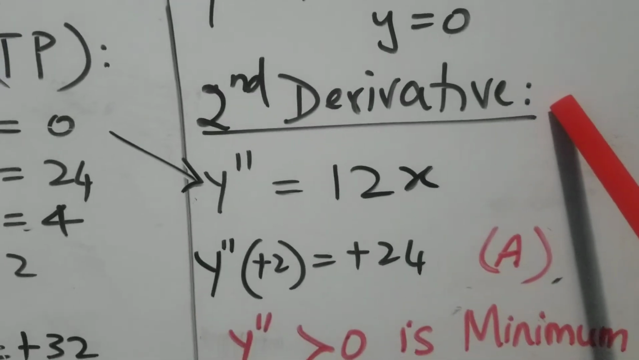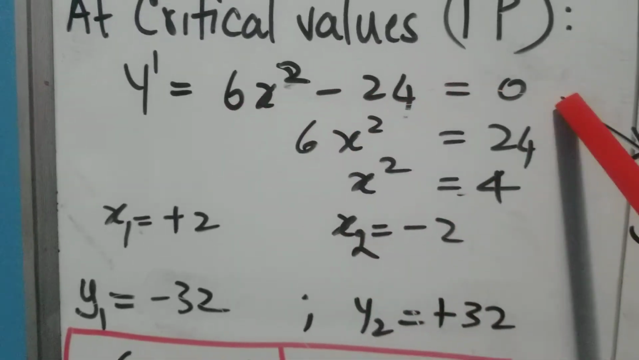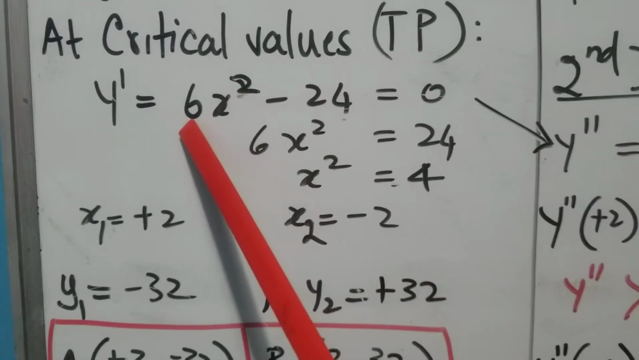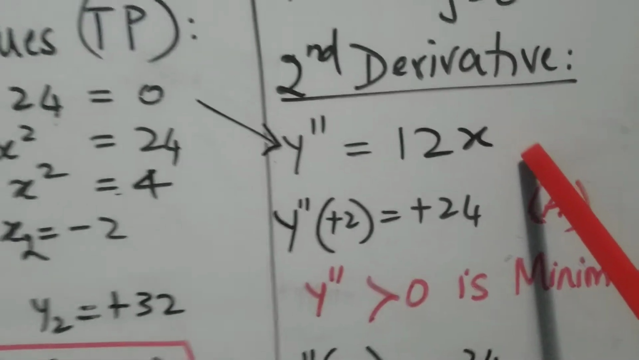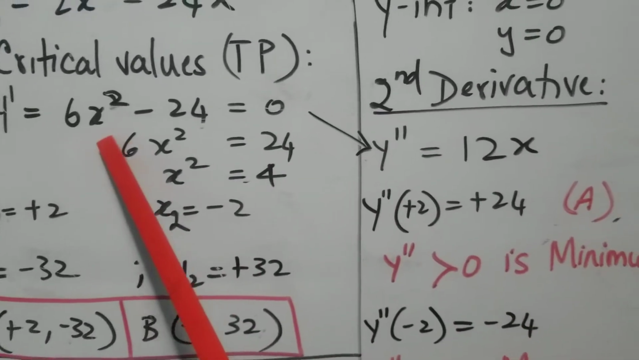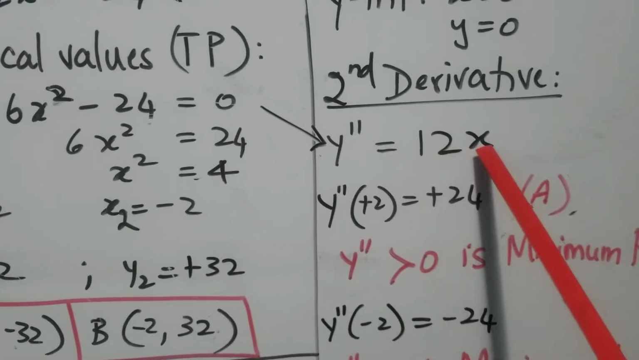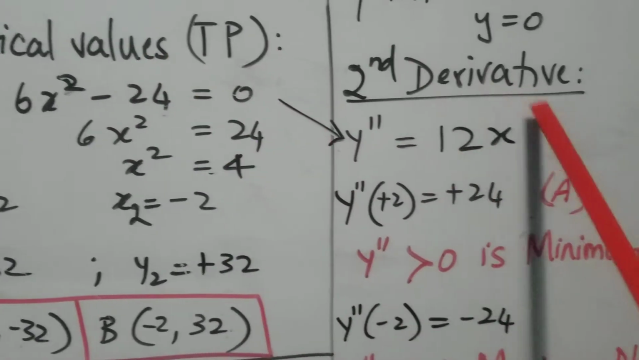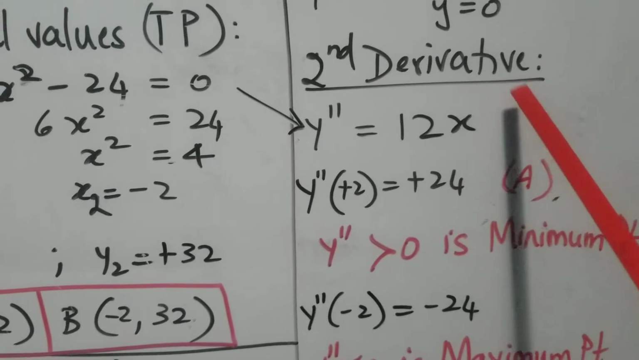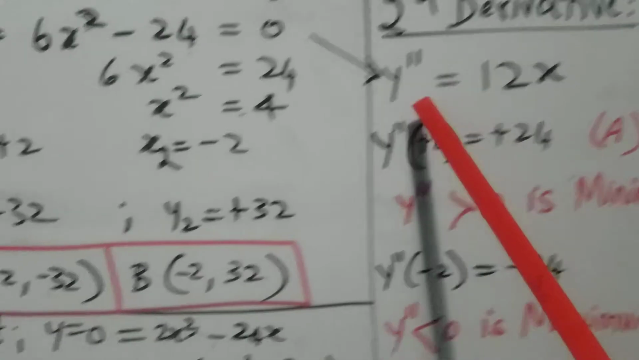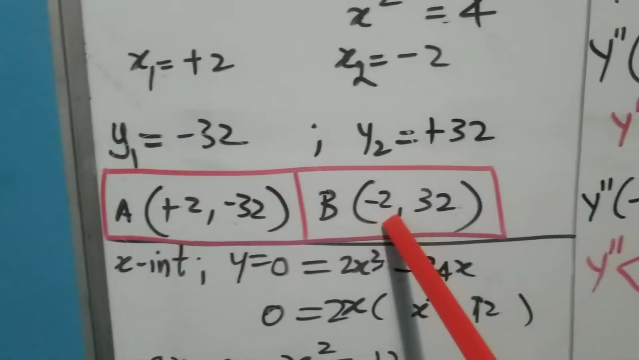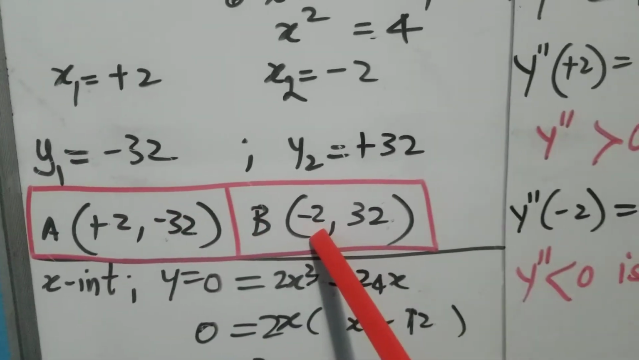For this, we use the second derivative. So we differentiate the first derivative again. So 6x squared, bring the power down, 6 twos are 12, x to the power 2 minus 1, which is 1. So 6x squared differentiated gives us 12x. Negative 24, differential of a constant is 0, so we don't write it. Now we are trying to find the nature of the second derivative at the critical values of x, which is positive 2 and negative 2.